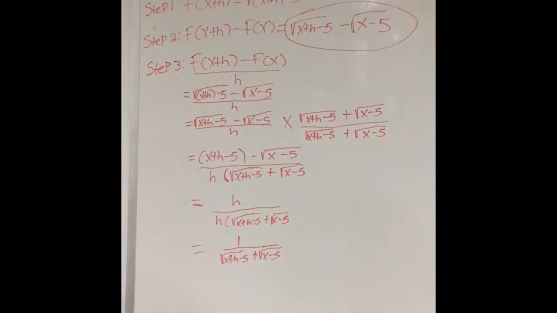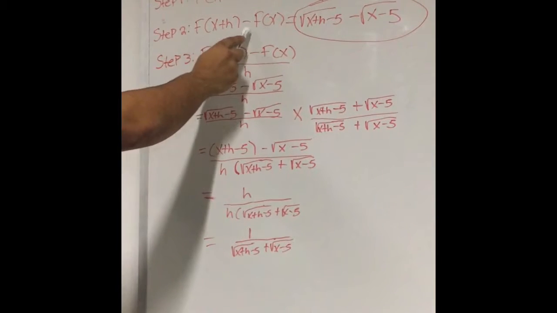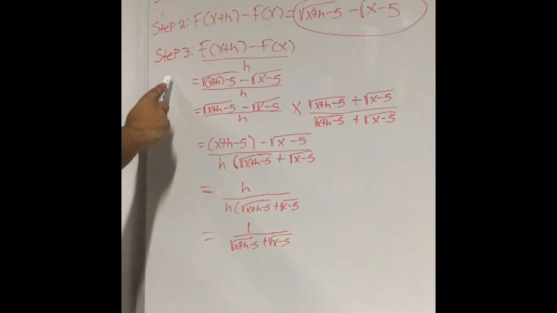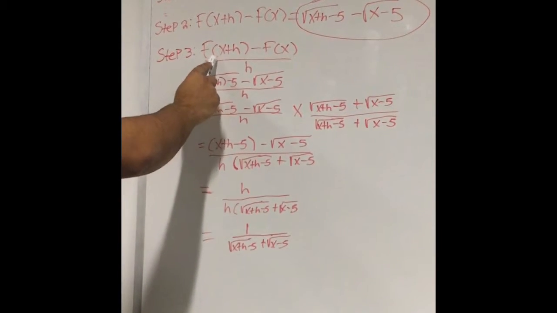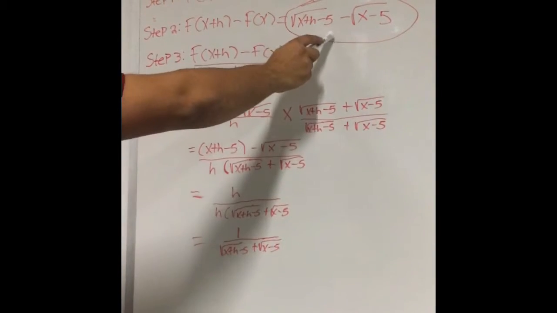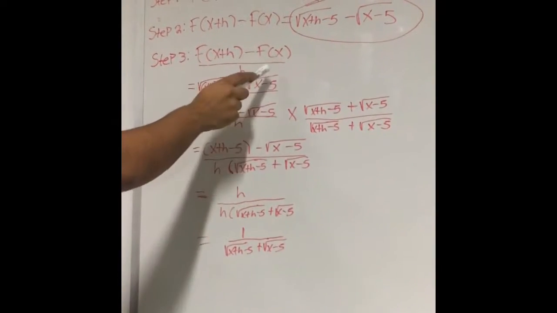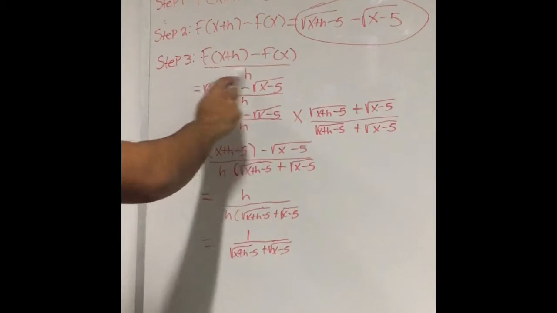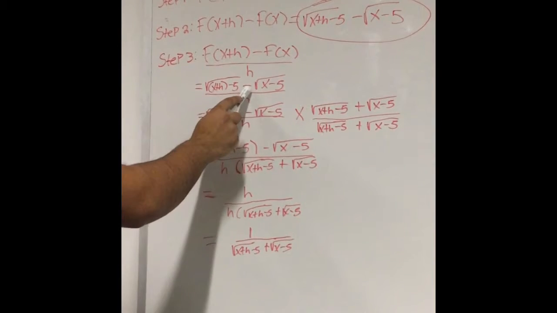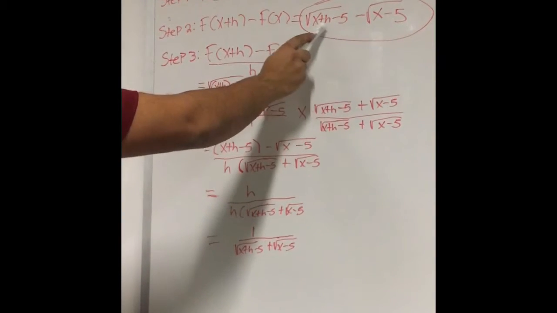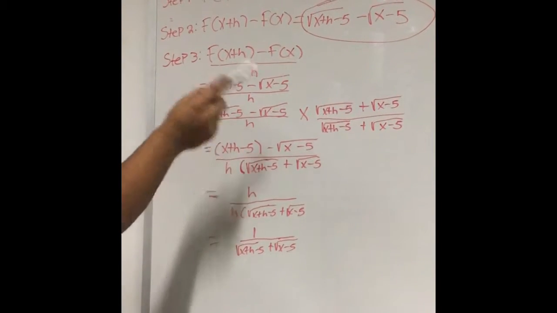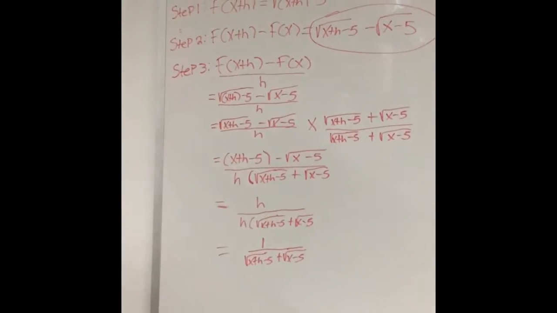So this gives us the equation f(x plus h) minus f(x), where in step 3 of our four-step process, we have f(x plus h) minus f(x) all over h. So basically we just sub in the answer for step 2 into the top of step 3, all over h, which would give us root x plus h minus 5 minus root x minus 5, all over h. We're just changing it by putting it all over h.